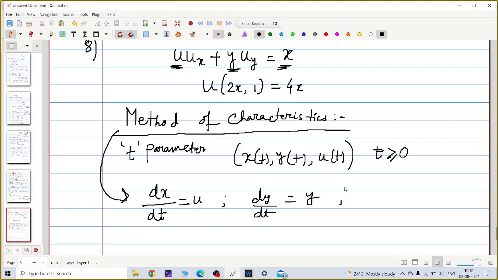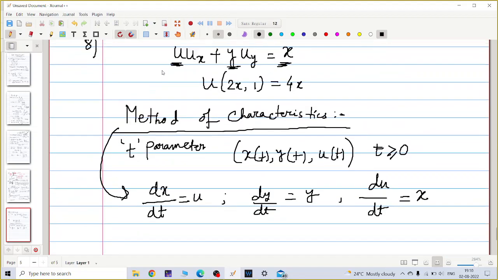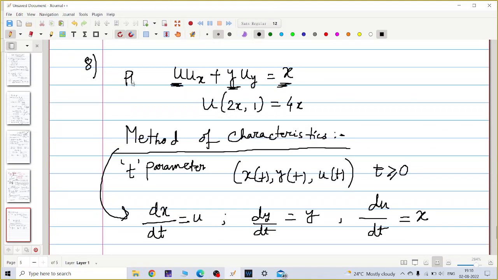The coefficient of u_y, and du/dt, what will be the thing on the right-hand side? Here it is x, right? So the method of characteristics tells us that it is a PDE.